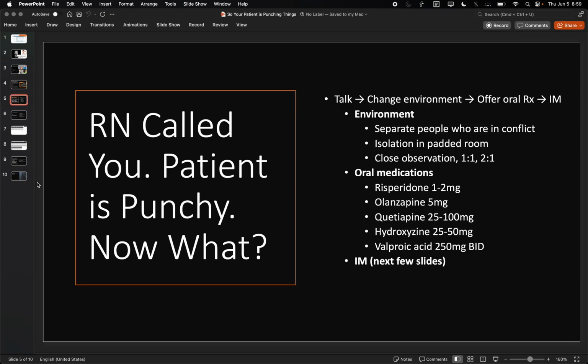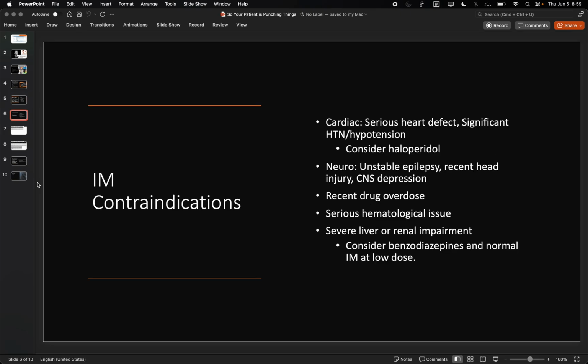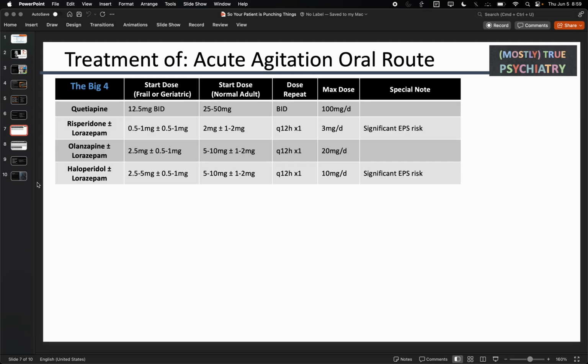The RN calls them, and what's the normal order of operations, right? We're talking environment change, oral medications, IMs, and once you're in IM world, to give like a B52 or something, then what are the contraindications? What are the things you need to really think about when you should do it or not do it?